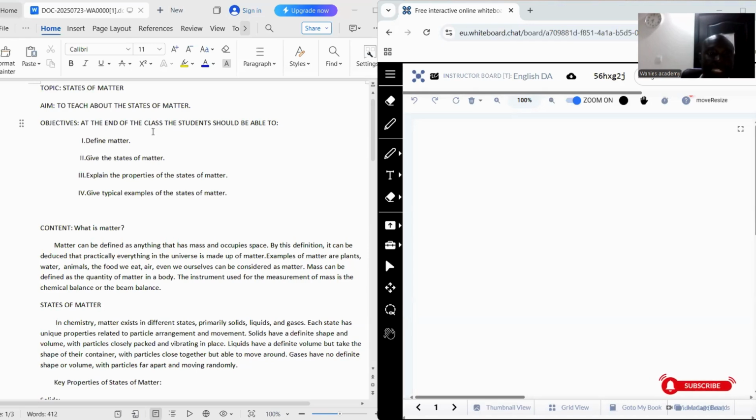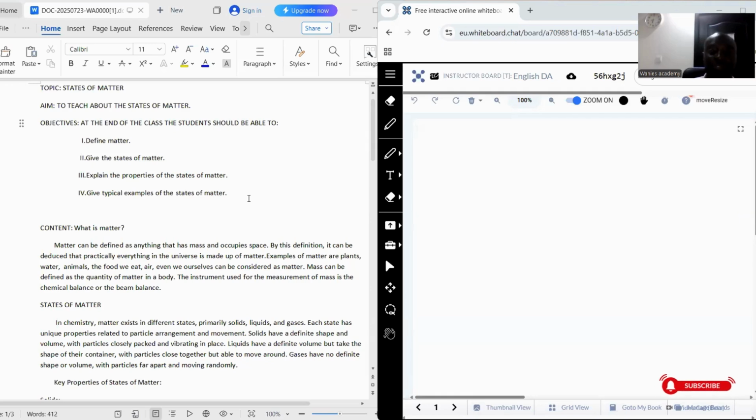Then the objectives. The stated objectives for this class are as follows. At the end of the class, the student should be able to: 1. Define matter, 2. Give the states of matter, 3. Explain the properties of the states of matter, and 4. Give the typical examples of the states of matter. All right, I commence my class in earnest.